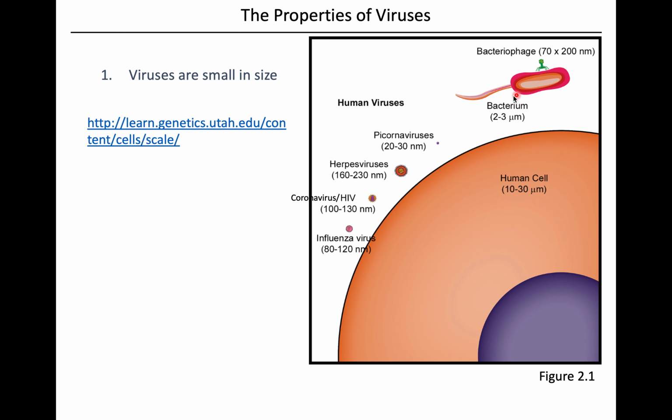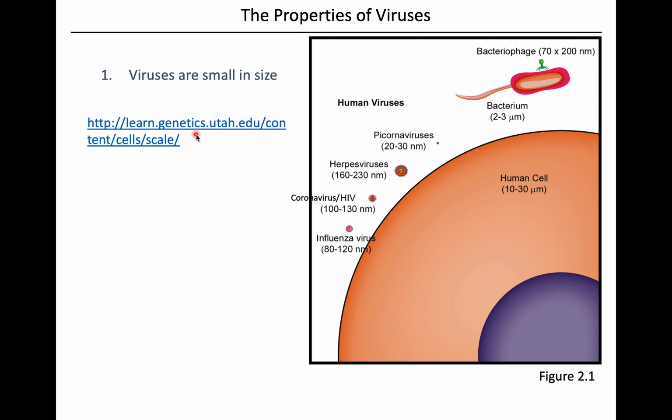And here's a bacterium at the low end of that micrometer scale. And then you can see an assortment of viruses here. They're all on the nanometer scale. So there would be 1,000 nanometers in 1 micrometer. So significantly smaller than even bacteria.